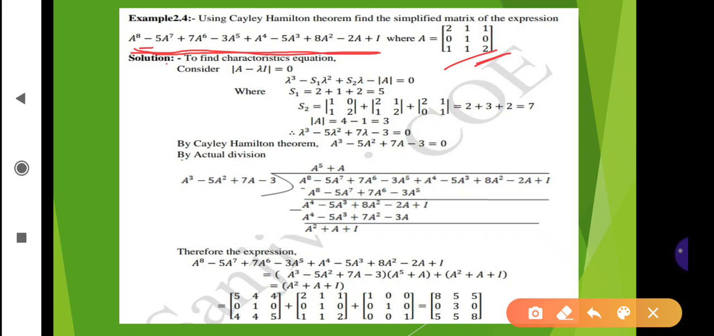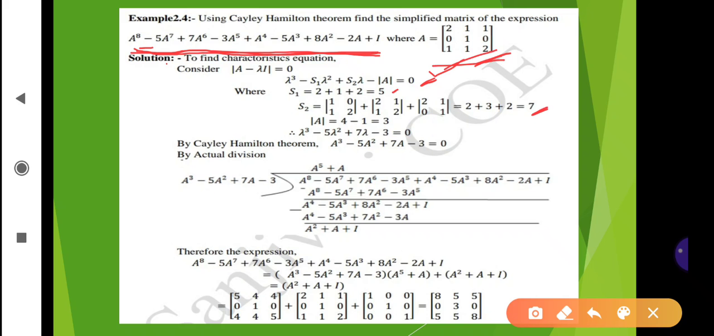This expression has maximum power of A as 8, and the given matrix is a 3 cross 3 matrix. That means we will get a characteristic equation of power 3, the maximum power is 3. So by using that statement, we have to simplify this expression of power 8. So how to simplify this? See, for the given matrix, the characteristic equation is given by lambda cube minus S1 lambda square plus S2 lambda minus determinant of A is equal to 0. Find the value of S1, we will get S1 as 5. Find the value of S2, that is the sum of minors of diagonal elements, it is 7.